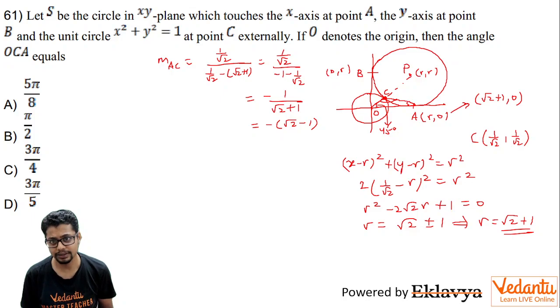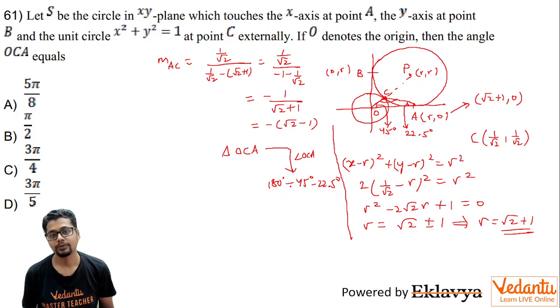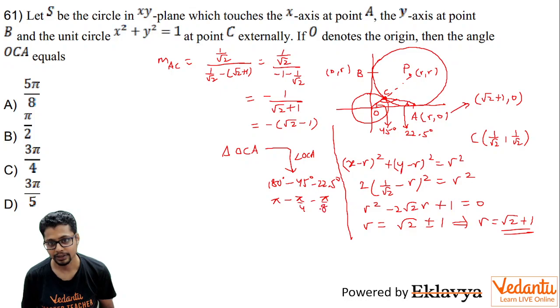So this angle's tangent is root 2 minus 1, which is essentially 22.5 degrees. If you consider triangle OCA, then you get the angle OCA as 180 degrees minus 45 degrees minus 22.5 degrees, which is 112.5 degrees. Anyway, we have to talk in terms of radians, so it is pi minus pi by 4 minus pi by 8. So what you have is 5 pi by 8. So A is the answer.